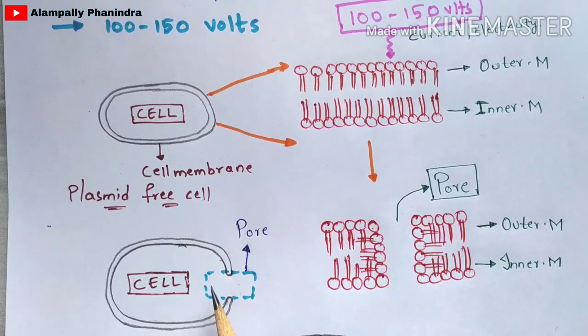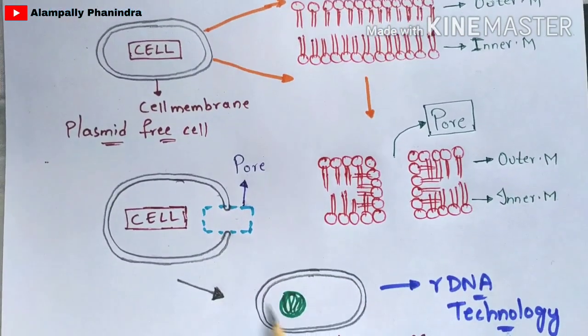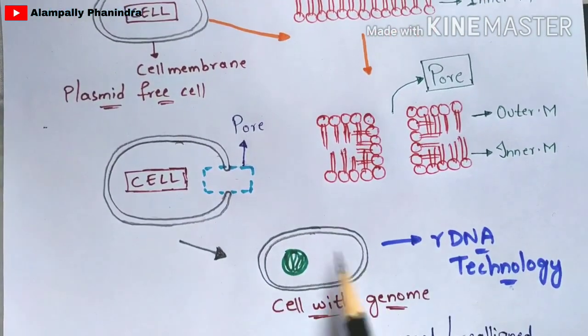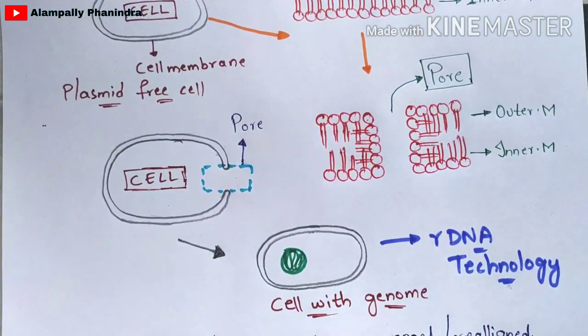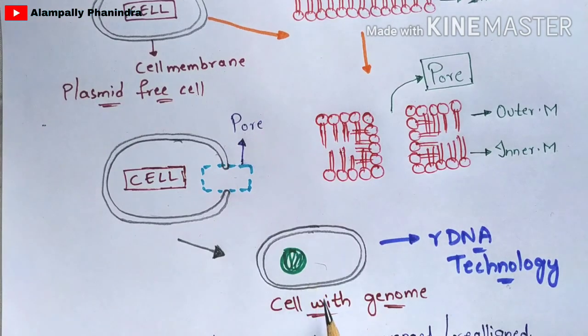It depends upon your wish which type of genome you want. You are going to inject that genome into the cell through the pore, and that pore is formed by the electric current. Once you inject that genome into the cell, it will be called a cell with genome, because the genome is present there, or you can also call it a plasmid DNA bacterial cell. Now this plasmid DNA bacterial cell can be used for rDNA technology.